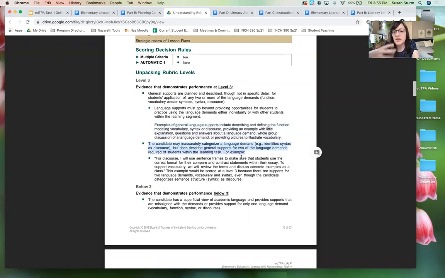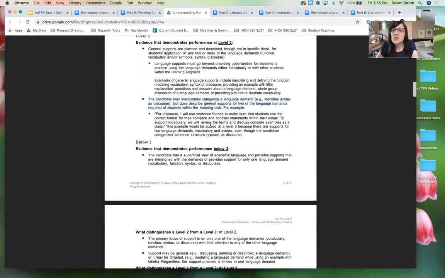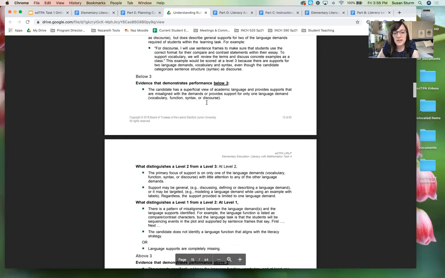So for discourse, I'm going to use sentence frames, and the student did actually kind of do this, and they're saying that that would be more of a syntax kind of support. That's fine, as long as you've got something that's helping your students. So I'm feeling like this level 3 sounds pretty good.